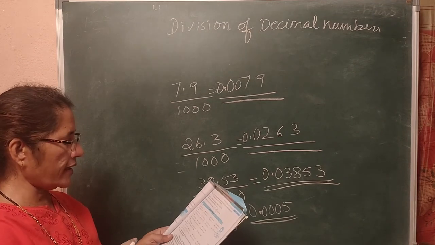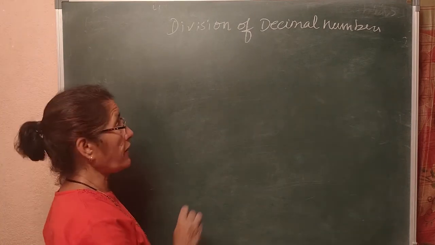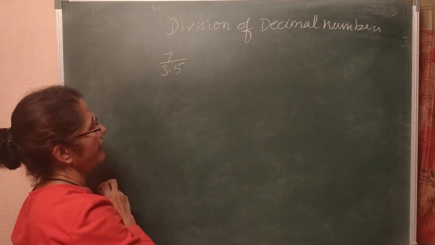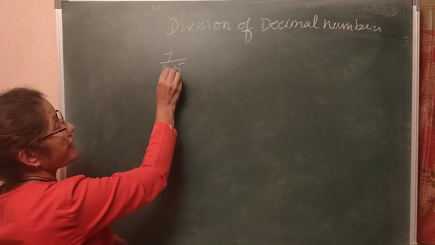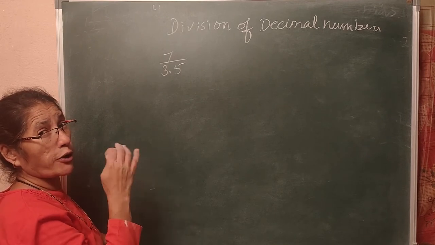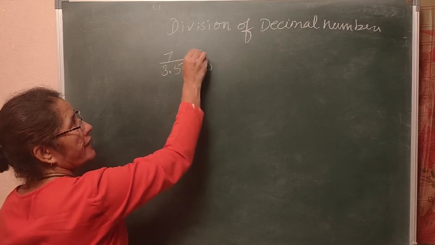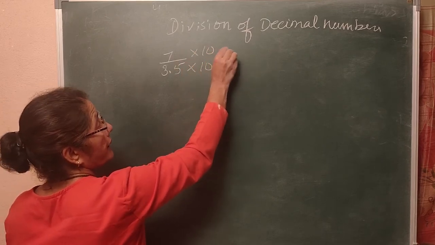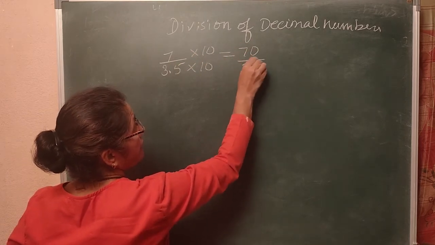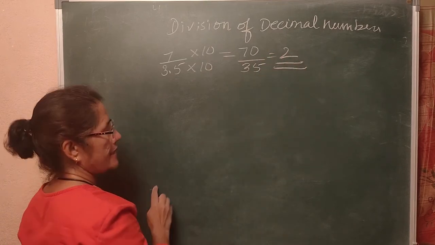Let me work out the last 5th and 6th one. Now, 5th one is 7 divided by 3.5. Right? Here you see the decimal number in the denominator. Whenever a decimal number is in the denominator, you avoid that point. In order to avoid that point, you have to multiply by 10. By the same number, you have to multiply the numerator also. 70 divided by 35. How much? 35 twos are 70. That is the answer. Second one.